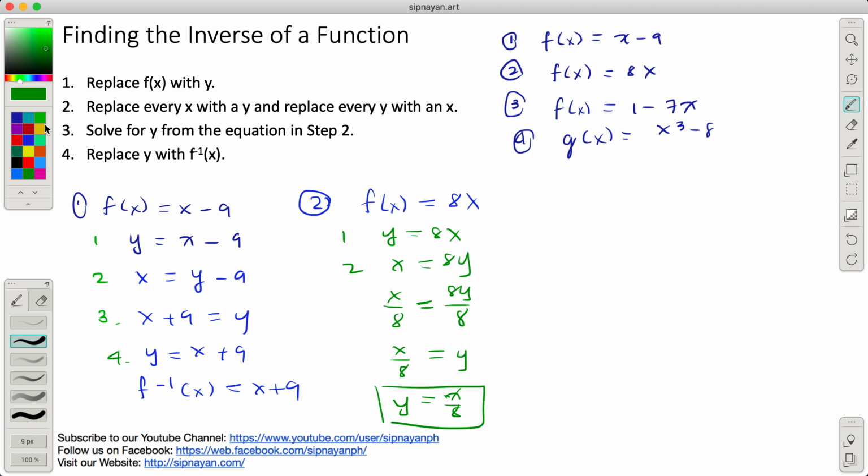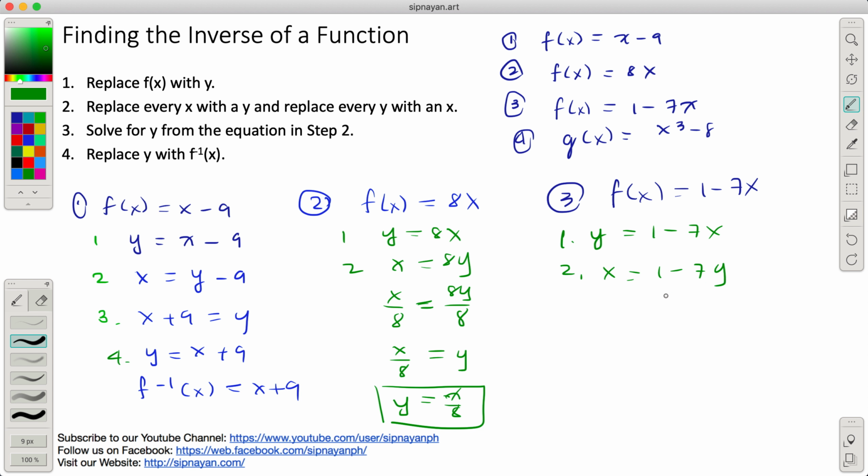Number 3, we have f of x equals 1 minus 7x. I think, nakikita nyo na yung success nyo dito sa pag-solve is yung knowledge nyo sa equation. So, kung magaling kayo mag-solve ng equation, makukuha nyo to. Step 1 is to replace f of x with y. So, y equals 1 minus 7x. And pangalawa, pagpapalitin natin, yung y magiging x, tapos yung x magiging y. And then, we solve for y.